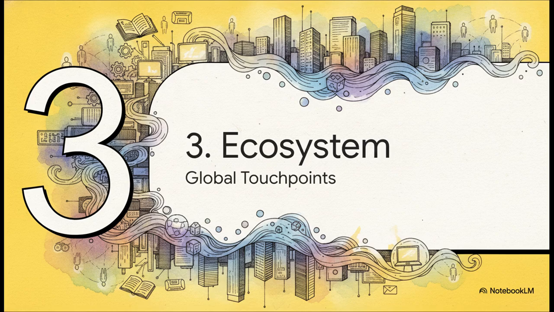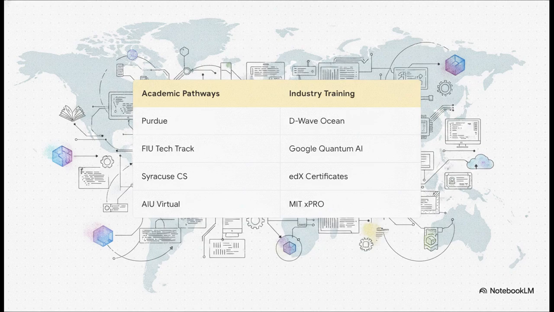Section 3, Education and Community Ecosystem. Let's look at the global pathways and touchpoints. The cool thing is, the workforce ecosystem is entirely decentralized now. You don't need a specific local degree to break in. You can build academic foundations through location-agnostic programs like Purdue's Quantum Offerings, FIU's Emerging Tech Track, Syracuse Computer Science Pathways, or AIU's Virtual Quantum Computing programs. Or if you prefer targeted industry upskilling, grab professional certificates from MIT xPRO and edX. You can even dive into vendor-specific training with D-Wave's Ocean and QUBO workflows, or Google Quantum AI courses using tools like Stim and Crumble. The pathways are there wherever you are.